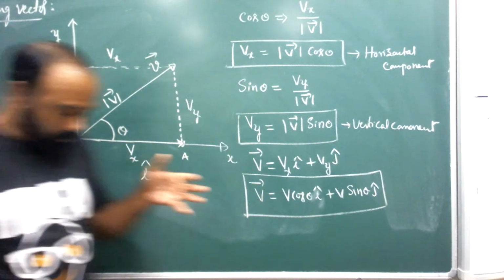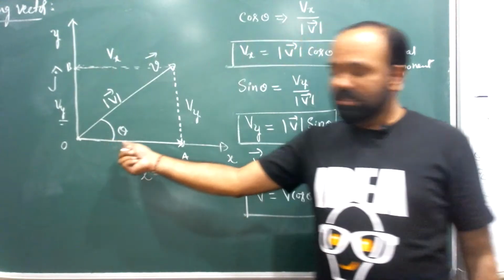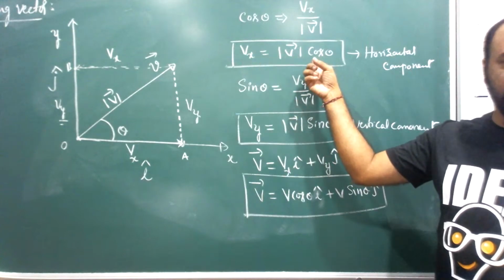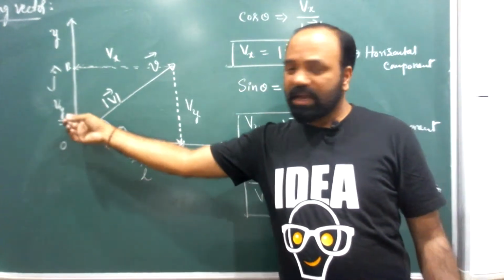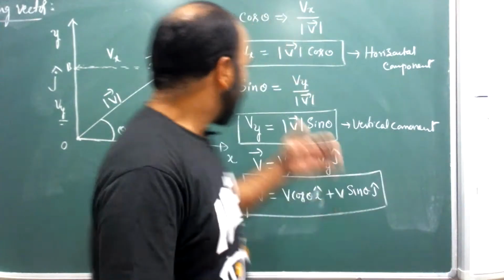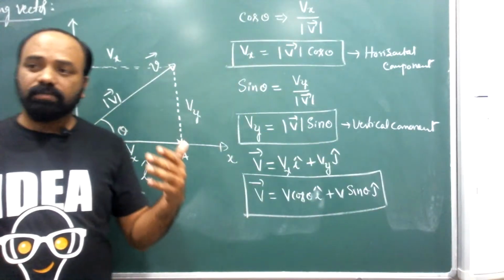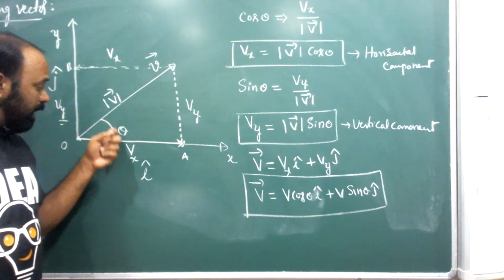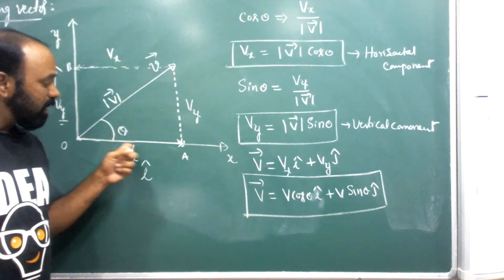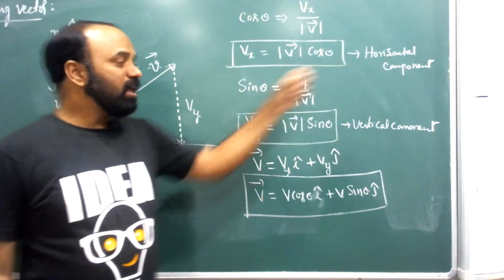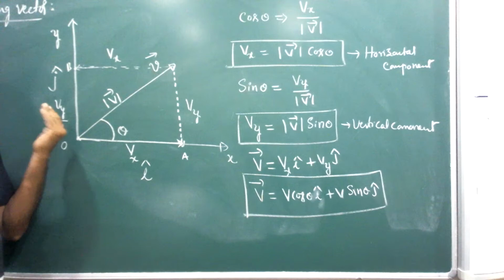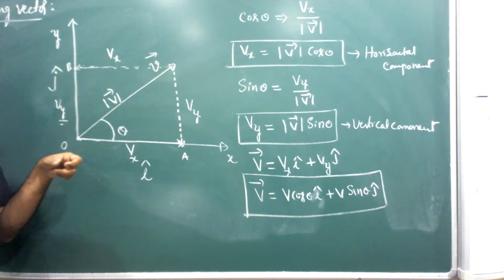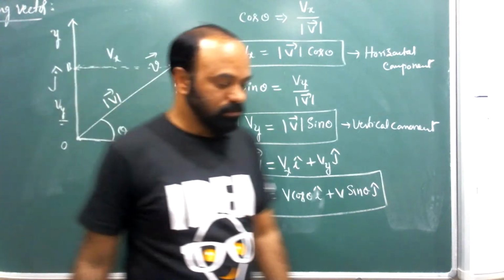Here theta is the angle made with the horizontal line, that means the x-axis. That's why we got Vx equals V cos theta. Suppose in a problem they give that it makes an angle theta with the vertical axis, that is the y-axis, then the y component becomes cos theta and the x component becomes sin theta. Is it clear? Here it makes an angle theta with the horizontal line. That's why the horizontal component is cos theta. If it makes an angle theta with the vertical, then in that particular case Vy becomes V cos theta. Okay, so write down this.